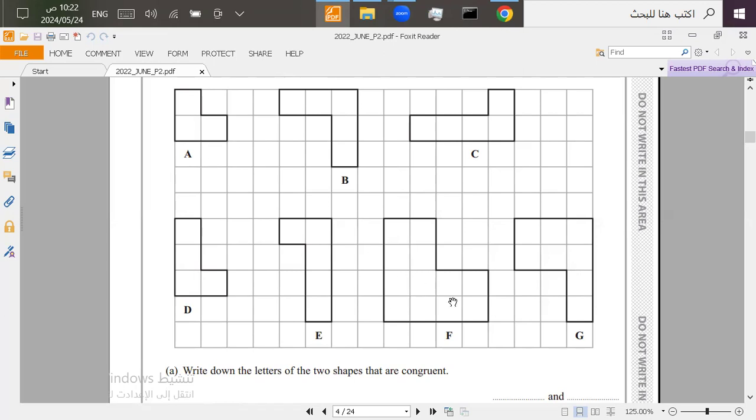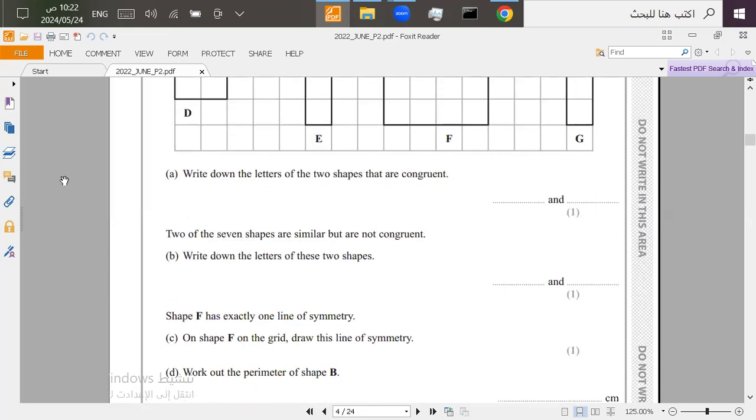As we said, similar means the same shape but enlarged. Okay. So the answer will be A and F. So here, as we said, A and F are enlargements of each other and they are similar. Now let's move on to the next question.